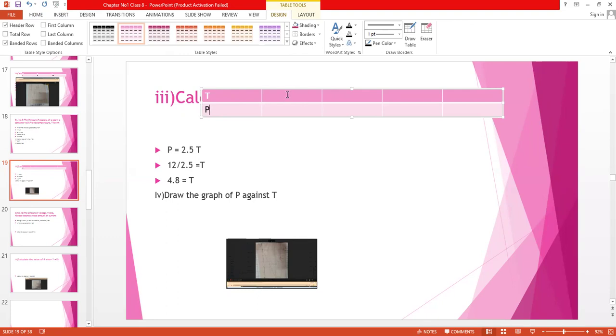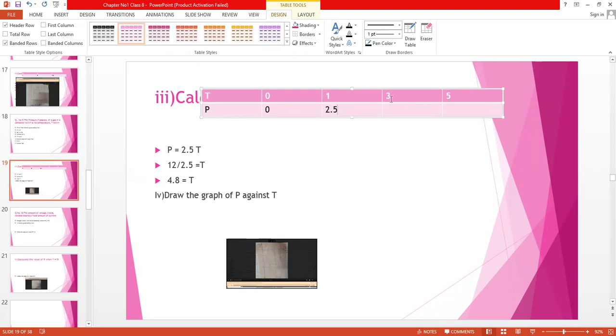So here I write 0, and here I write 1. I can make even a longer table. Here I take 3, here I take 5. The change occurs according to this 2.5. When T is equal to 0, P is also equal to 0. When T is equal to 1, I multiply 2.5 with 1, and it is equal to 2.5.